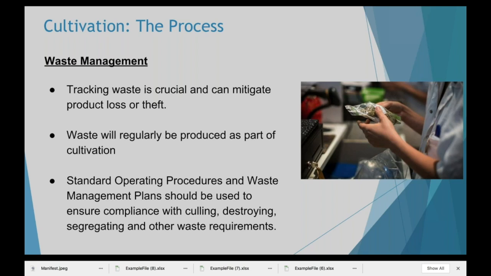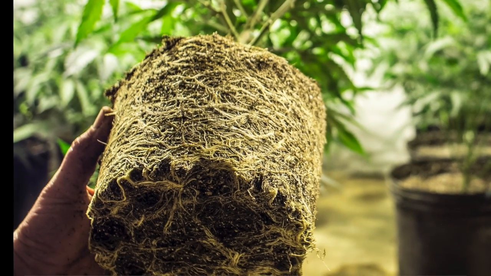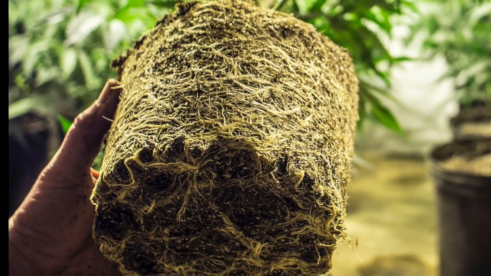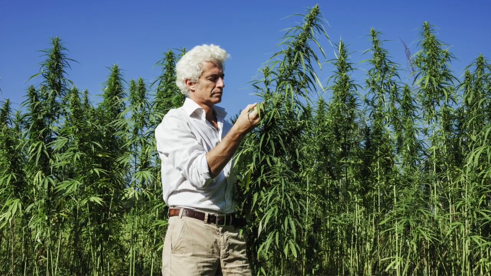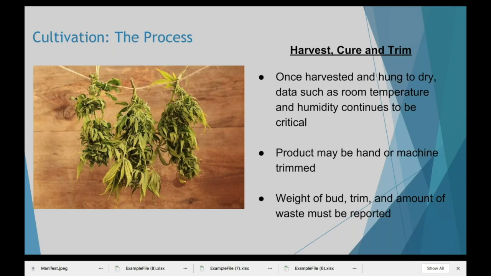For example, if you start with 100 clones and end up with 75 plants transplanting into veg, the remaining 25 should be accounted for as waste or theft. Waste will regularly be produced as part of cultivation, from the removal of dead or yellowing leaves to the destruction of root balls and the other unusable aspects of the cultivation process. A reasonable cultivation company will not only follow all waste management rules as defined by regulatory agencies, but will also work to minimize environmental impacts.